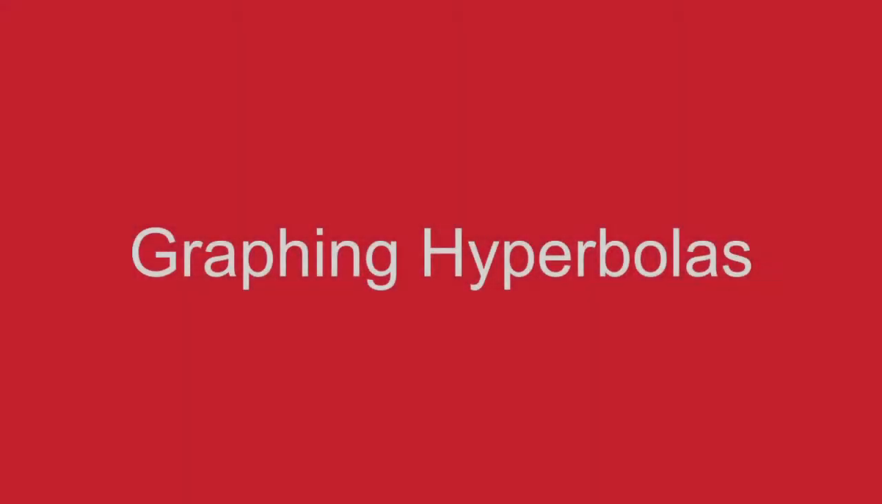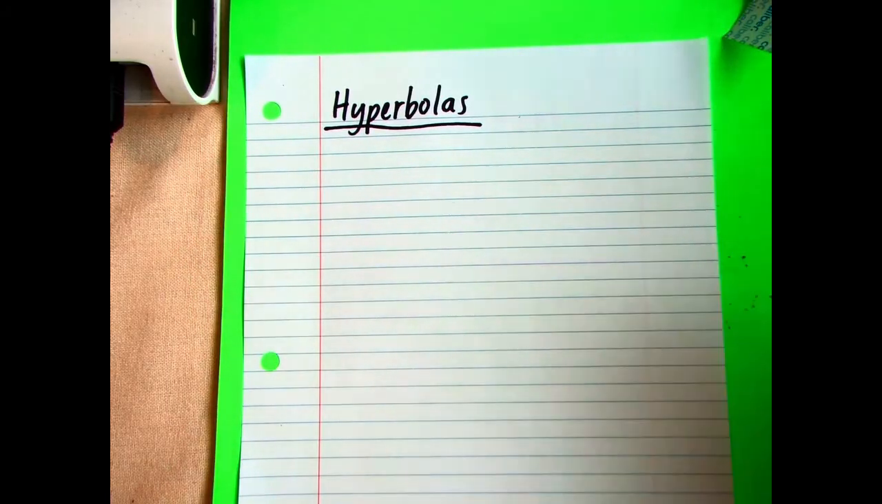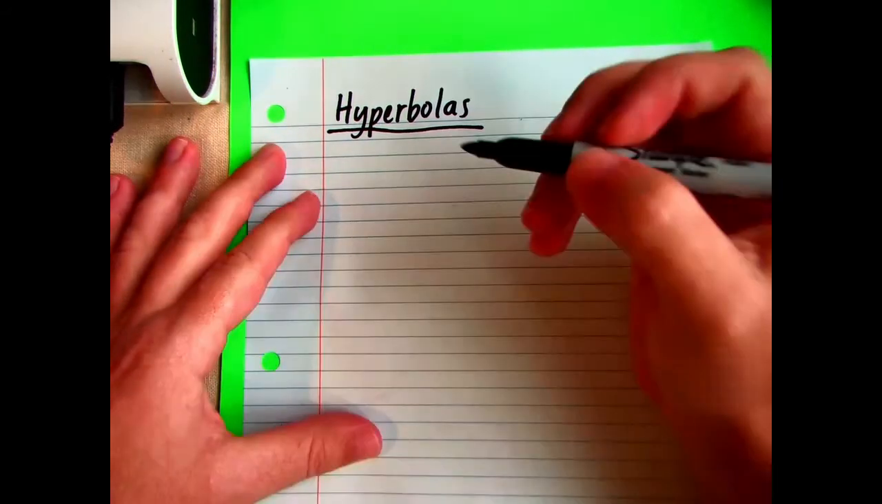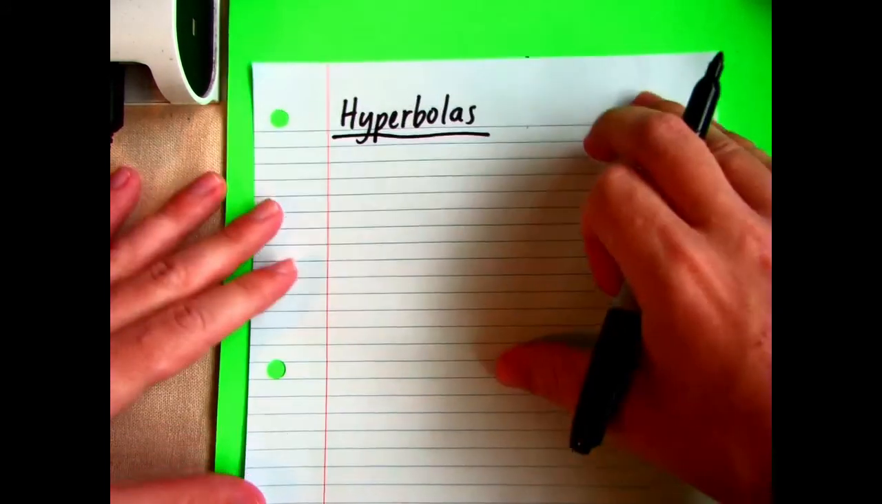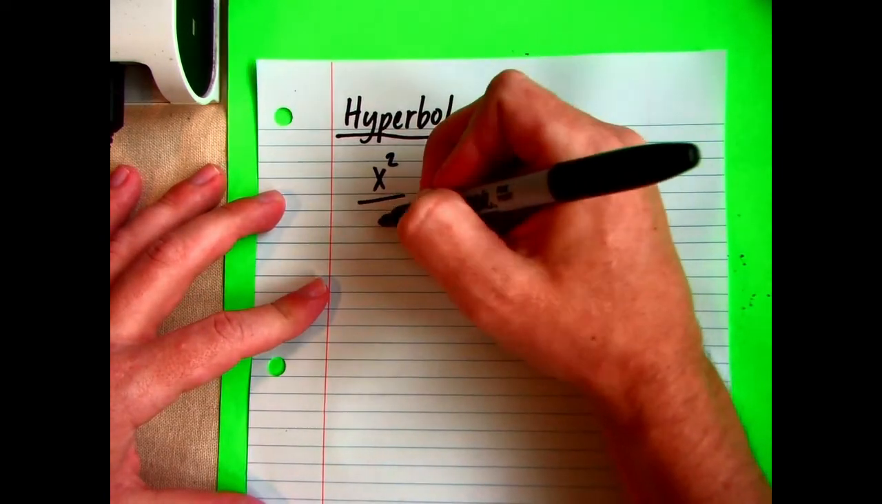So in this video, we're going to graph hyperbolas. You'll notice that hyperbolas, at least the equations, look very similar to ellipses. The graphs are completely different, but the equations are going to look similar. So this is what a hyperbola equation looks like.